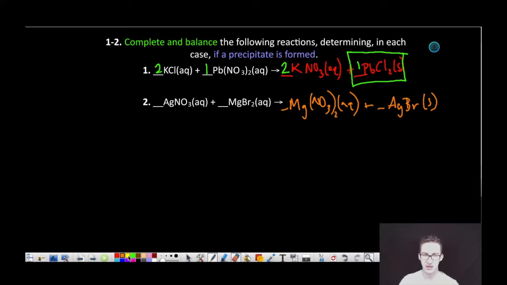We need to then balance the equation here, and when we take a quick gander, we want to balance our nitrate ions by putting a 2 here and a 2 here. So our coefficients are going to be 2, 1, 1, 2. Balanced, our precipitate is going to be the silver bromide. Wham bam, thank you ma'am. Moving on to question number 3.